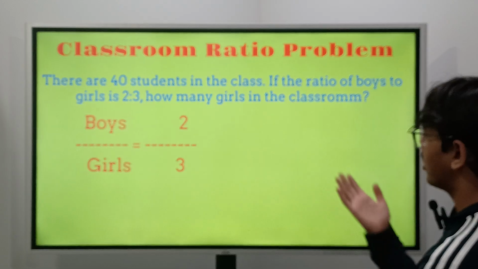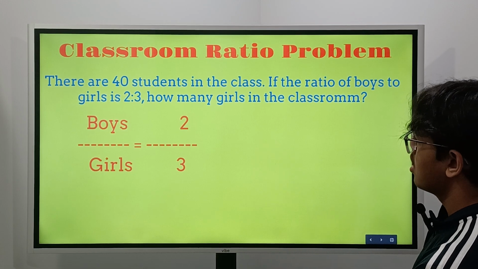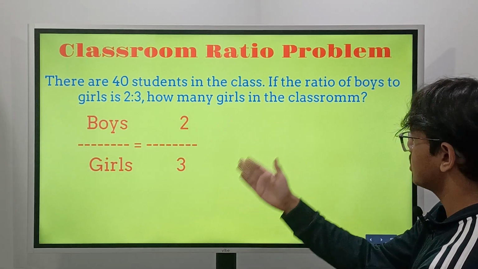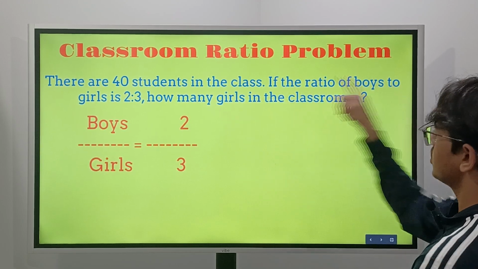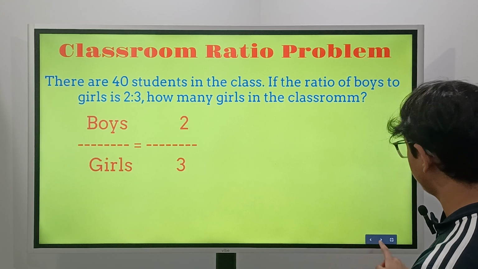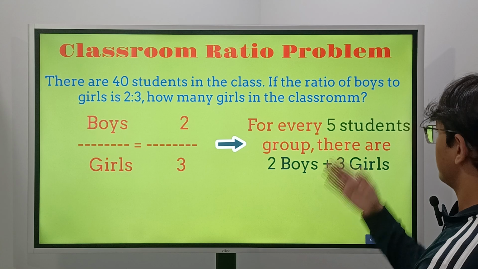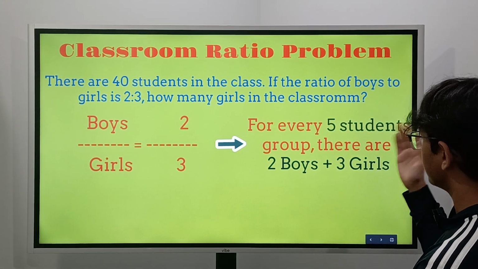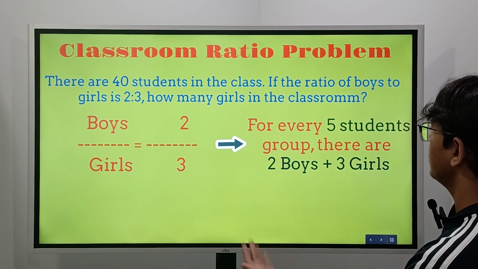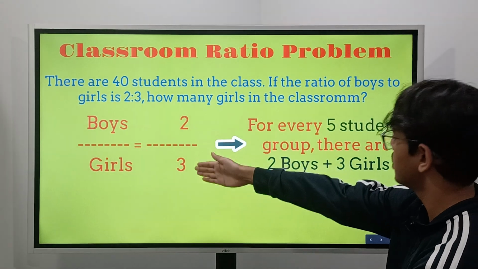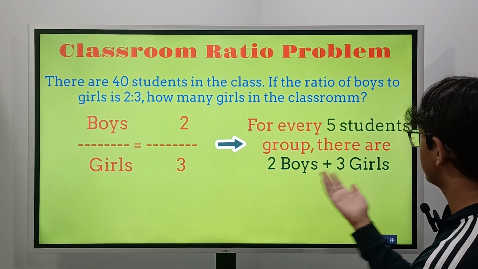First of all, we can write our ratio as boys over girls, as we saw before. So boys to girls is equal to 2 over 3, as shown here. The ratio of boys to girls is 2 over 3, so that's why we're writing it like this. Basically, what this is saying is that in every group of 5 students, there are 2 boys plus 3 girls. If you add 3 plus 2, for every 5 students, there are 2 boys and 3 girls.